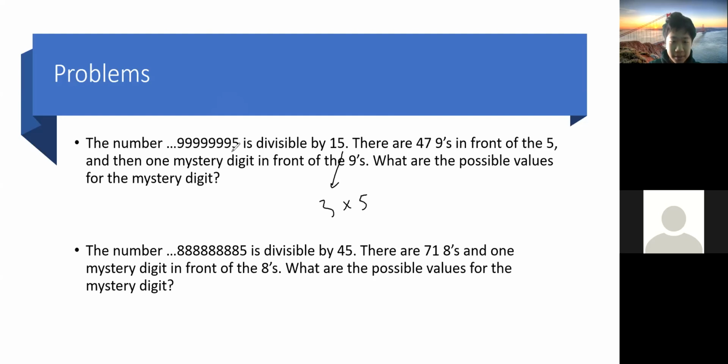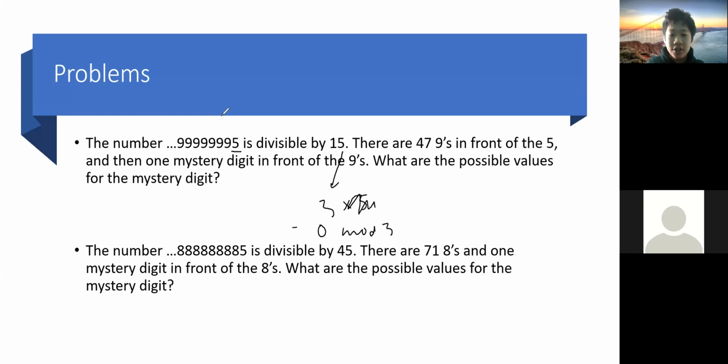Well, obviously, it's divisible by 5. The last digit is a 5, so we can literally get rid of this 5. We just need to prove it's divisible by 3. There are 47 nines in front of the 5, and then a mystery digit in front of the 9s. What are the possible values for the mystery digit? So what's the rule for divisibility by 3? We add all the digits, and if that number is divisible by 3, or in other words, if that number is 0 mod 3, the whole number is divisible by 3.